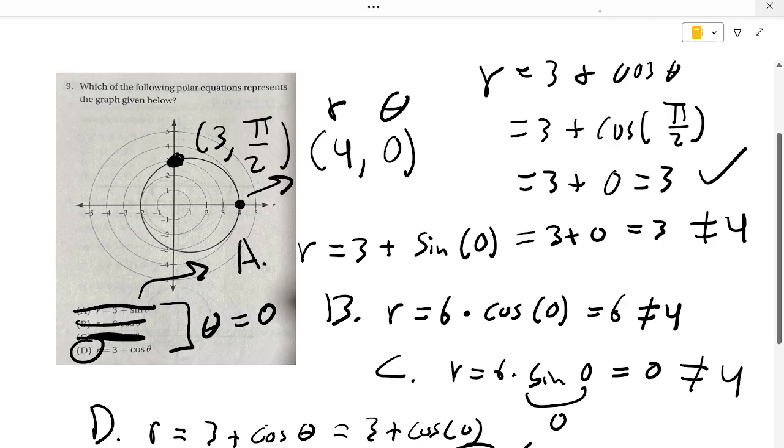So that also works. So that's kind of just the key with these problems. The thing that you should do every time when you see something like this is you try and look for a point on the graph, usually where theta is 0, pi over 2, pi, or 3 pi over 2. And then you look at the r value there, and then you plug that theta into the different functions, and you see if the r value matches the r value of the point. So, hope that makes sense.